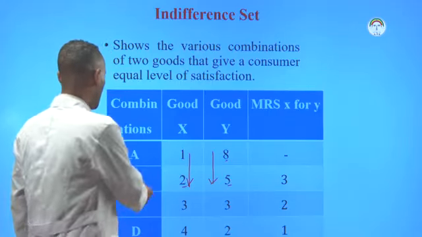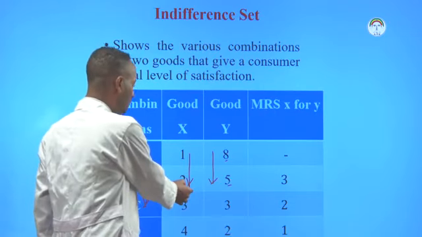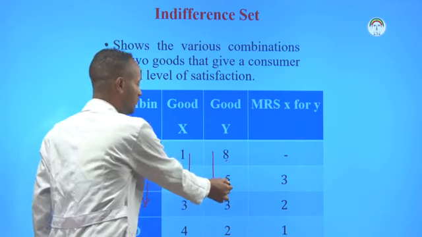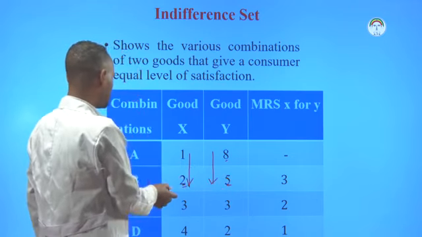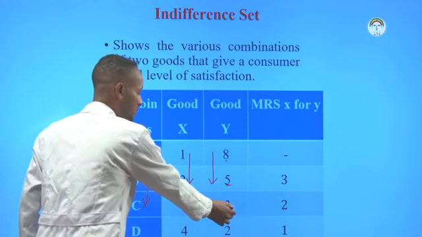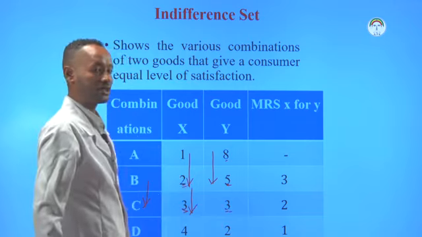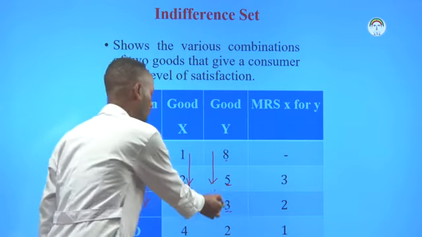Again, when we come from combination B to C, the satisfaction that a consumer derives from 2 units of X and 5 units of Y is equal to the satisfaction that he gets from the combination of 3 units of X and 3 units of Y. Because as we increase the consumption of good X, we are declining consumption of good Y.